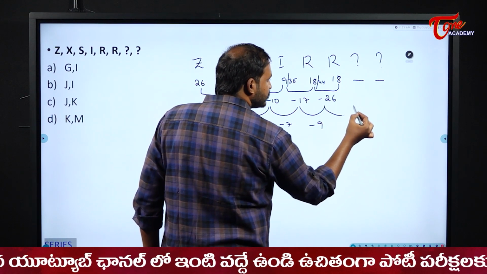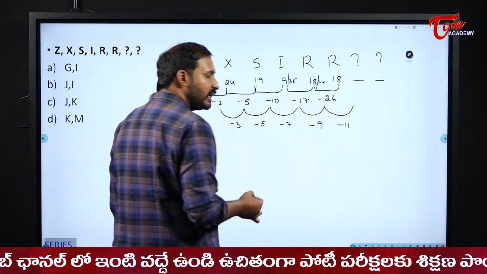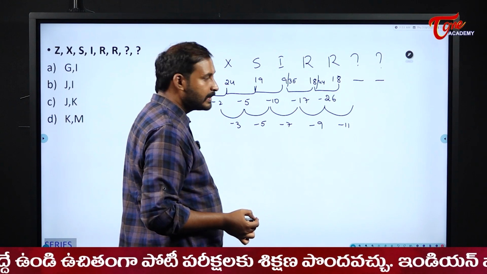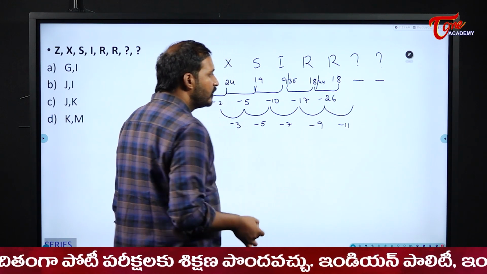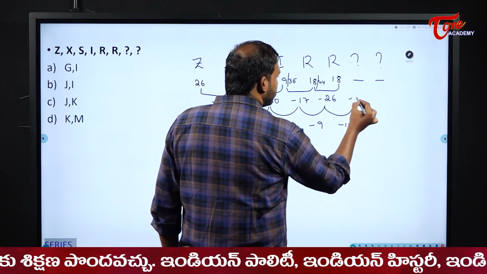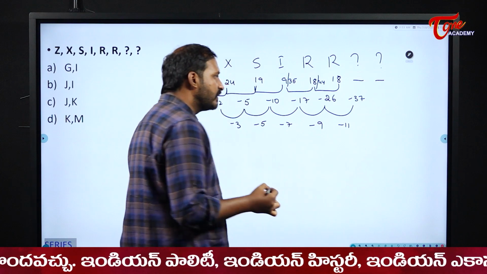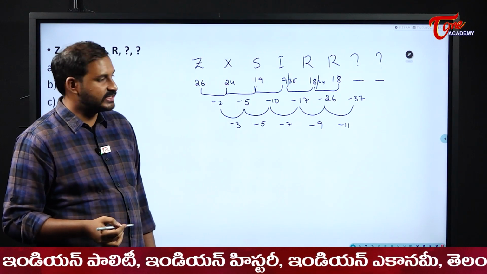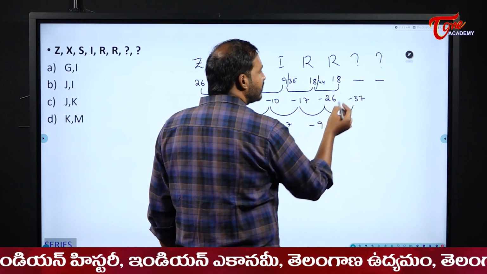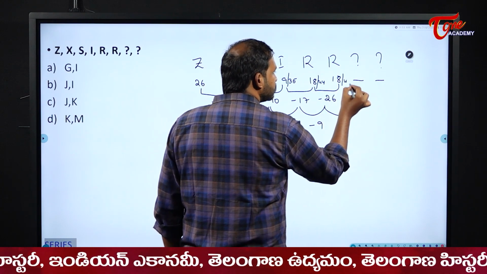So similarly next it should be minus 11. To get minus 11, what should I write here? Minus 26 minus 11 becomes minus 37. So R instead of 18, I will consider it as 44 once again.